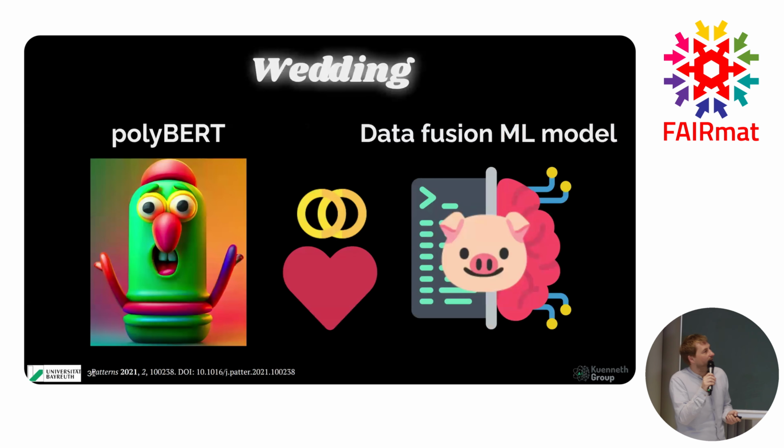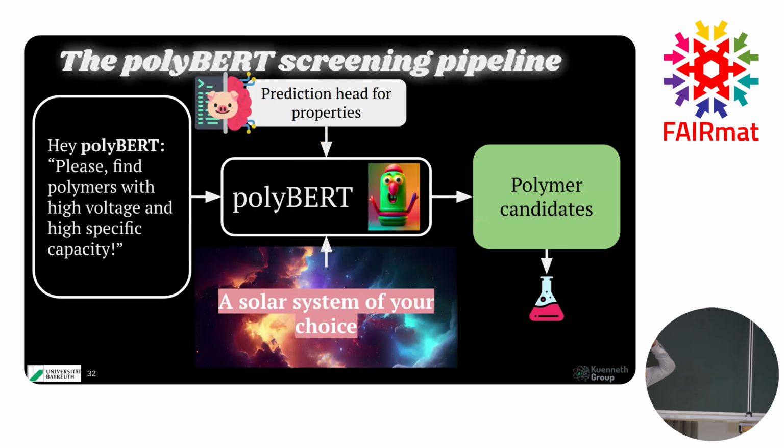And then there was a wedding with these data fusion machine learning models, and they fell in love. By combining these two systems, and that's what we do a lot in our research, we can create really cool pipelines for finding new candidates for experimental people in the lab to synthesize. By asking a question to Polybird, we can decide where it should search. Then we also need a prediction head that is designed specifically for this question, and it will come up with new polymer or also drug candidates that can then be given to experimental collaborators.